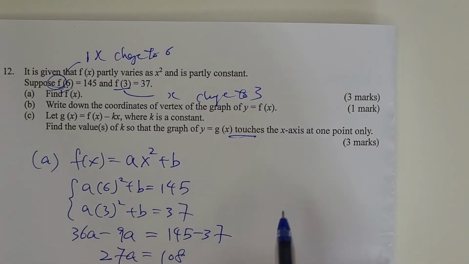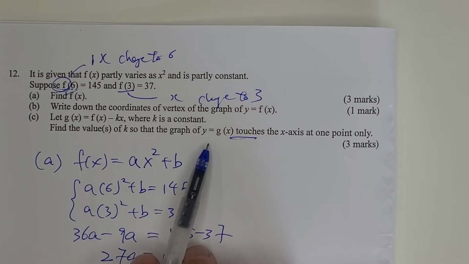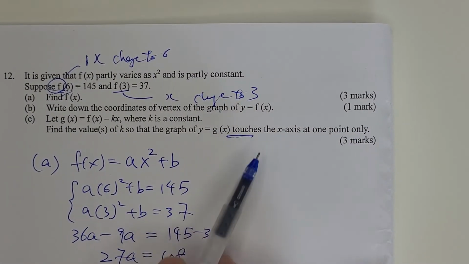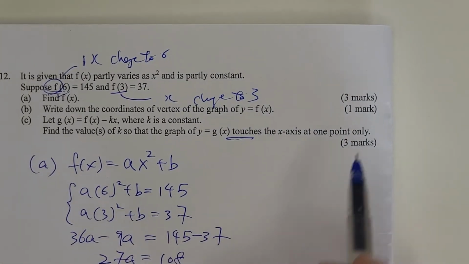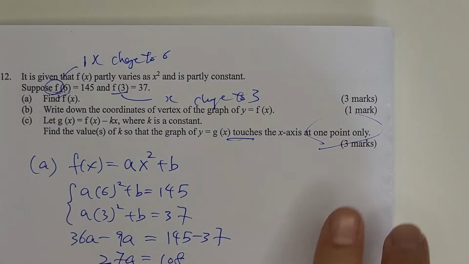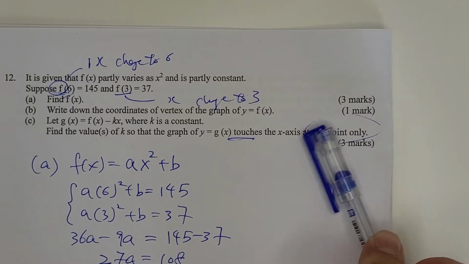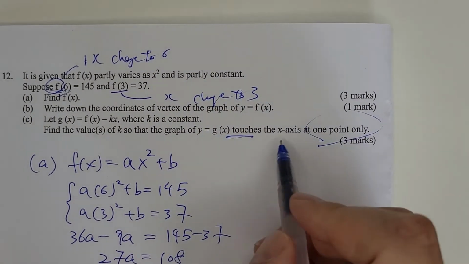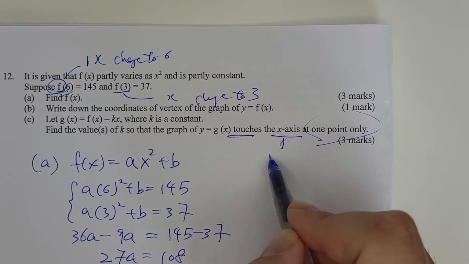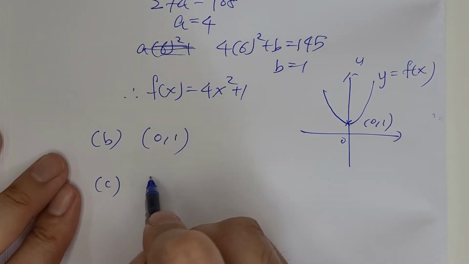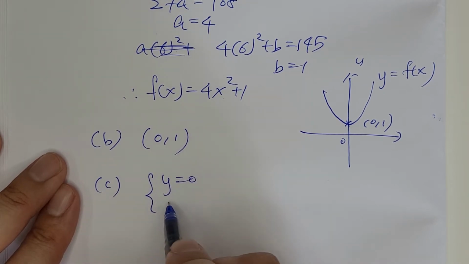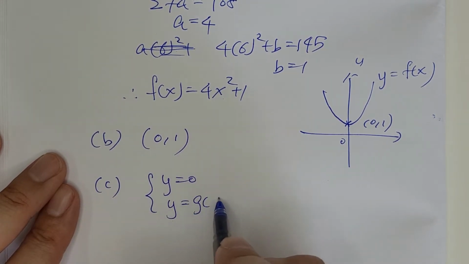That means, when you are considering the intersection of two lines, they just have one point, one intersecting point. Sometimes they even omit this one point only. They just say touches these two lines. This equation means y equals 0. So you are considering y equals 0 and then y equals g(x).